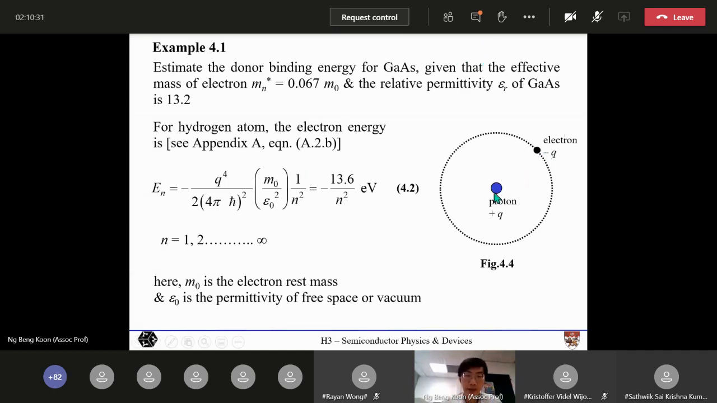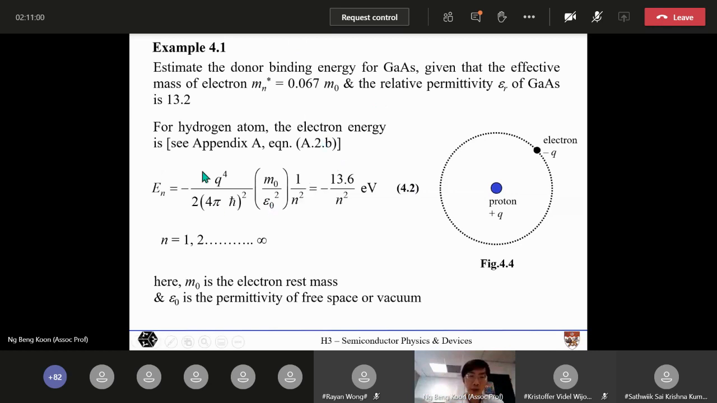So if we apply this equation to the donor atoms in a gallium arsenide crystal, then the mass of this electron will no longer be just the rest mass. Because remember, if you have this impurity atom in a crystal, the electron is now in the crystal, which means the mass is no longer a rest mass. It's actually an effective mass, because it's experiencing interaction from atoms in the crystal.